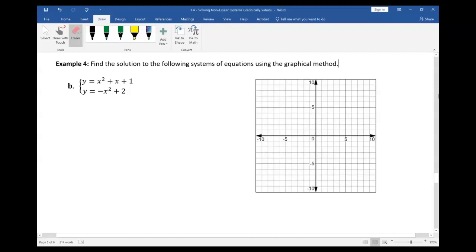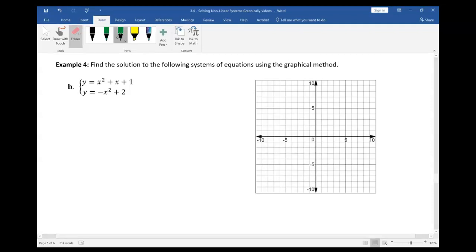Section 3.4, solving nonlinear systems graphically. Example 4, part B. We have to graph the system of equations and see where the two graphs intersect. That's going to be the solution of the system. First, let's graph the first equation.